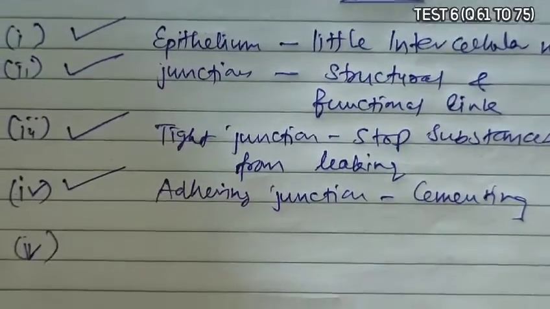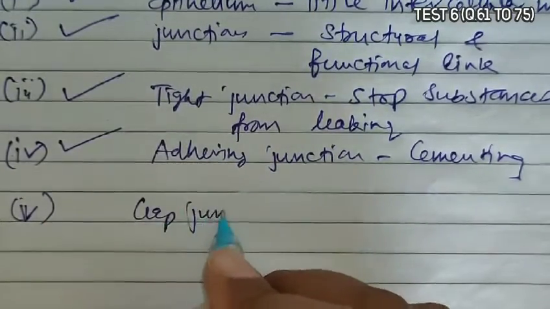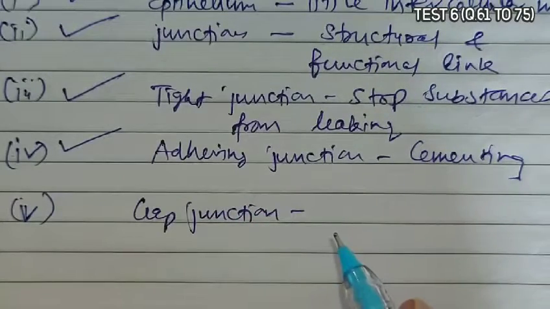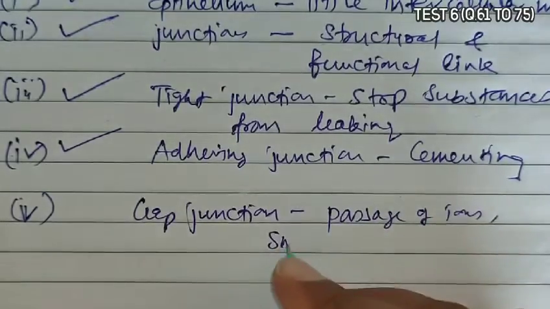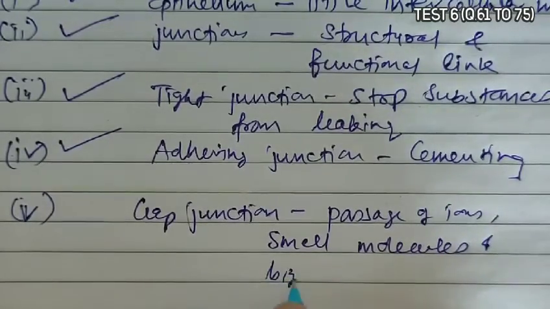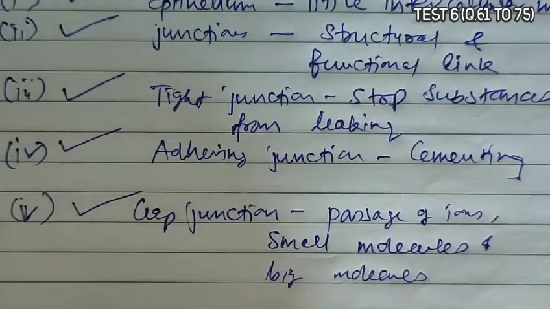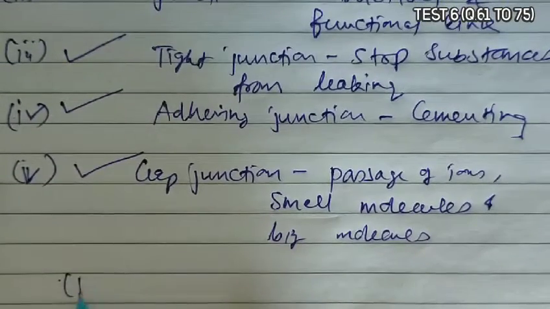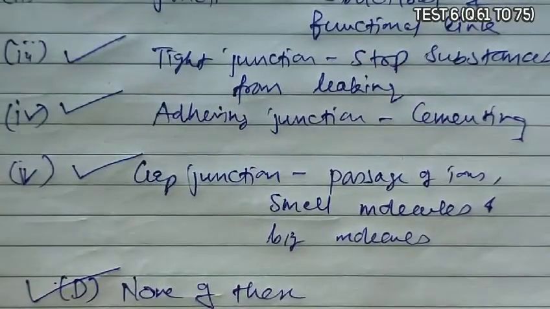And the fifth statement is given as gap junctions that provide cytoplasmic channels between cells for passage of ions, small molecules, and sometimes big molecules. So that is also a correct statement. All are true, so none of these is false. That is option D, none of these is false. So that is the correct answer.